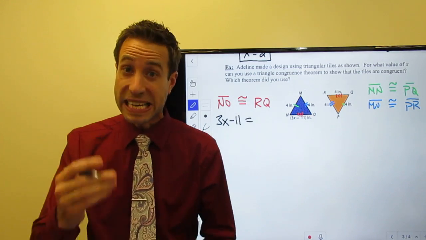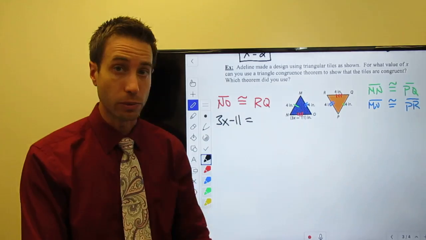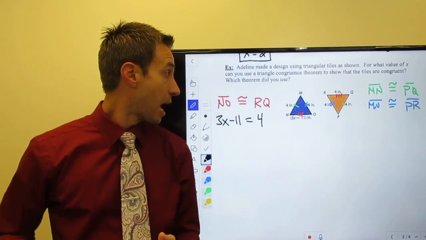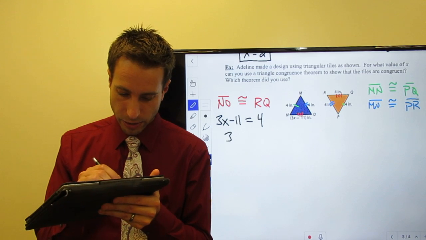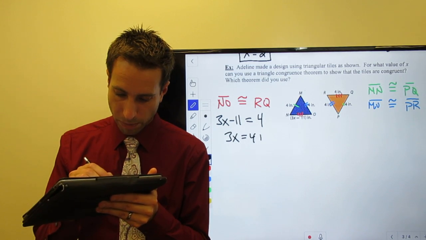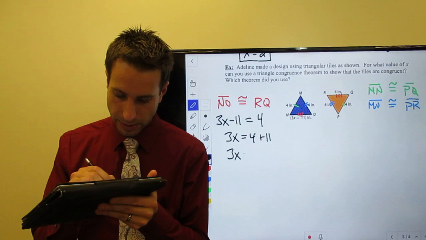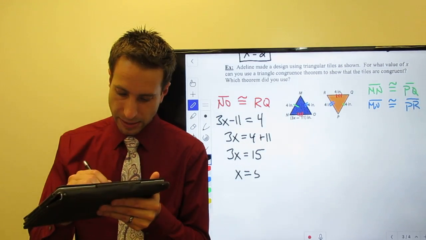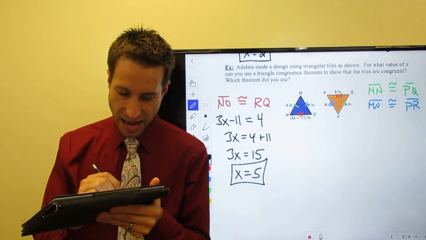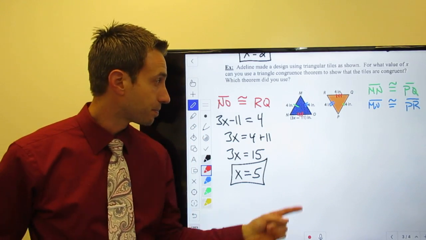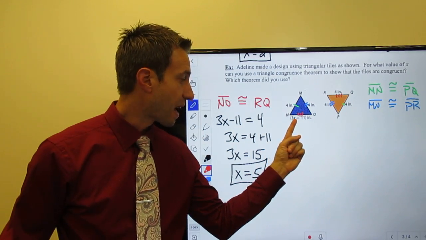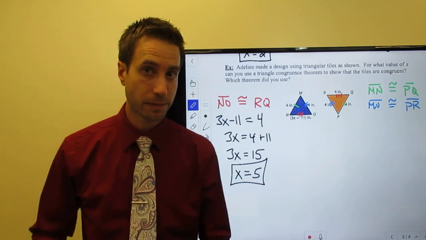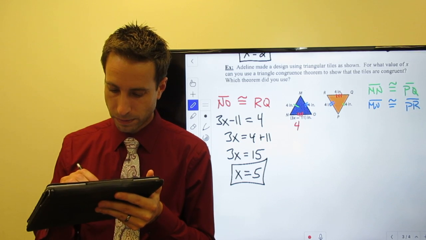I need that to be equal to RQ, which is 4. Solve for x. How about we add 11 to the other side? So 3x is equal to 4 plus 11, so 3x is equal to 15. Divide both sides by 3. X is going to be equal to 5. Guys, plug it in and see what you get. 3 times 5, 15. 15 minus 11 is 4.